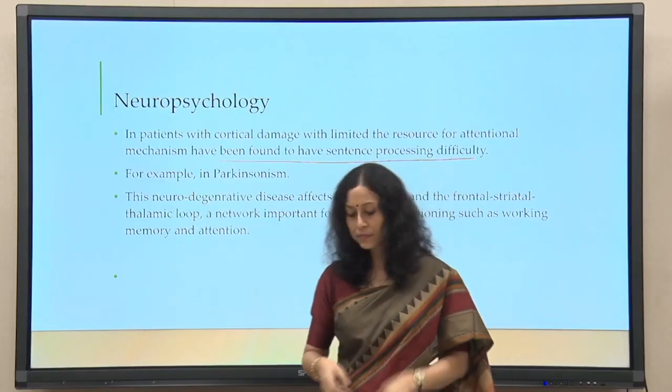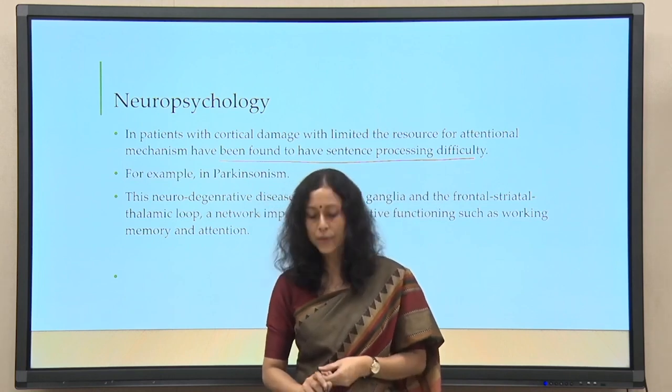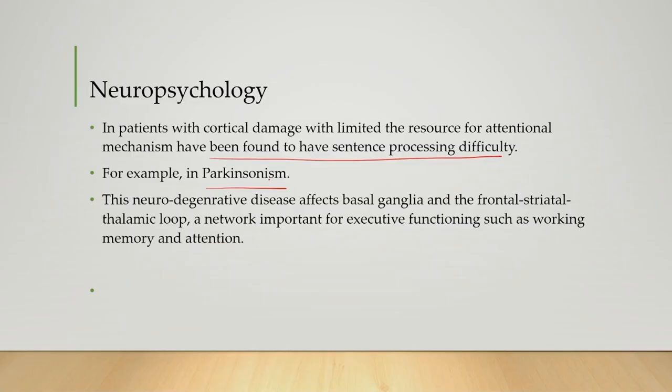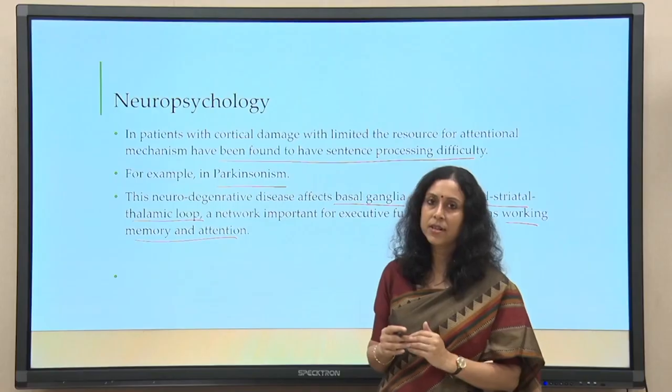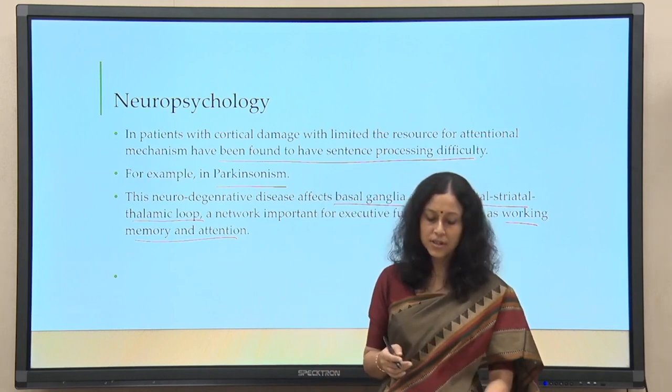So, sentence processing problems sometimes do co-occur with neuronal degeneration. For example, in the case of Parkinsonism, this disease affects the basal ganglia and the frontal striatal thalamic loop, which is important for executive functioning such as working memory and attention. So, Parkinsonism as a disease has certain neurodegeneration happening in particular areas which are responsible for memory, working memory, attention and so on.